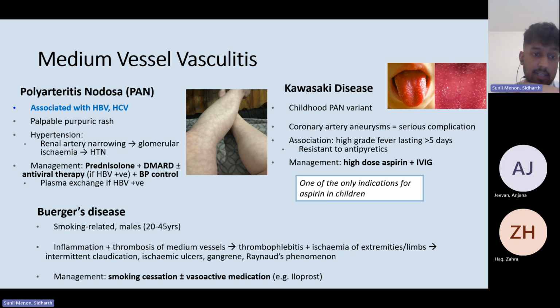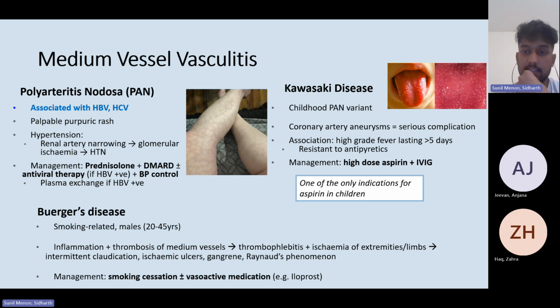The management, I'll get onto Kawasaki in a second. Is there anything else I should mention? You can often see livedo reticularis, which you can Google. It's often associated with polyarthritis nodosa. Renal, you've obviously got all the different things like renal failure. Complications can be an aneurysm formation, which can cause a hemorrhage. Okay, moving on to Kawasaki.